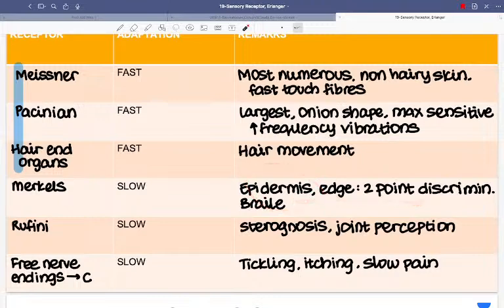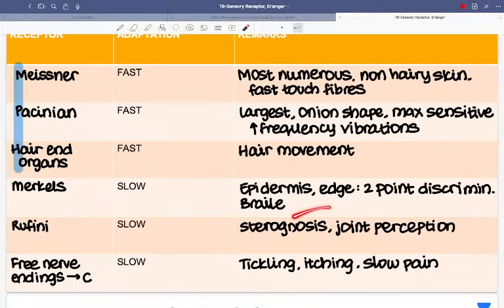Merkel is the one that is 2 point discrimination. This is the one where confusion keeps happening. So Merkel is the 2 point discrimination. Ruffini is joint perception. All that is fine.